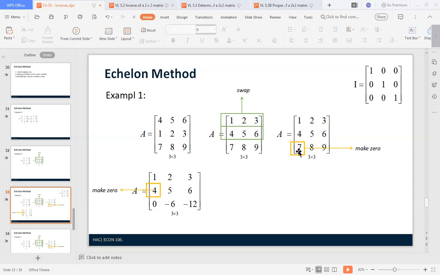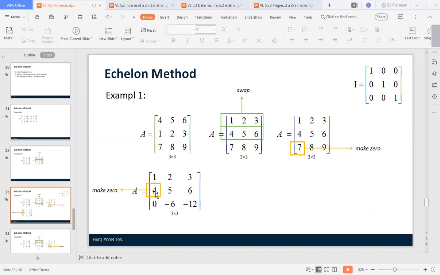Okay, so right. Now, when we're done with this one, class, it will look like this. This would be the next part of the echelon method. So we have 1, 2, 3, 4, 5, 6, 0, -6, and -12. Now again, we're done with 0 here. We need to have a 0 also here.